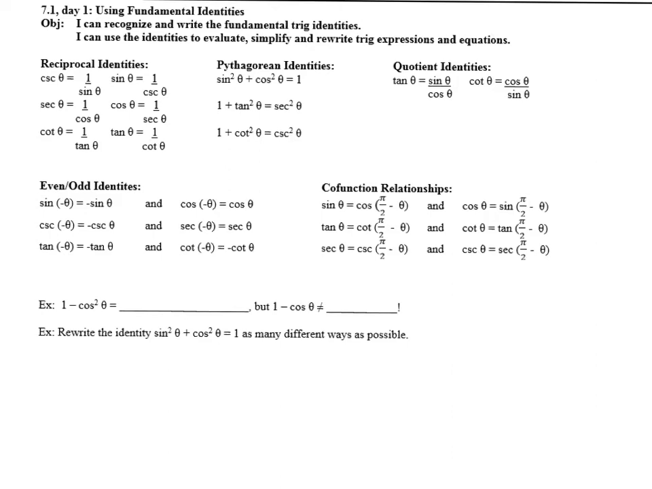Not so different from 6, but we are getting into fundamental identities. And there's a big list of them. Reciprocal, Pythagorean, quotient, even and odd, and cofunction. Those are typically the ones I would expect that you know. What we're getting into is basically how, if you have functions or expressions that have trig functions that are a little bit bigger and more complicated, how you work with those to simplify them. That's kind of what today is about.